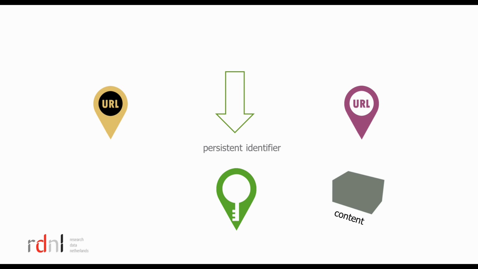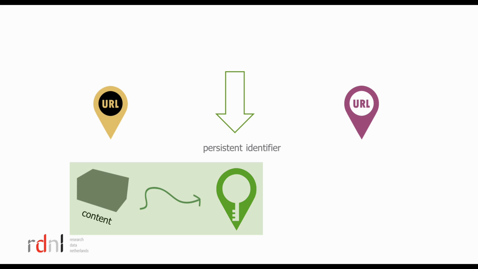Organizations like data archives can register persistent identifiers for their digital content at a registration agency. Subsequently, when a digital object moves, the data archive passes on the corresponding change of address to the registration agency. In this way, the persistent identifier will be coupled to any new URL to which the content relocates.